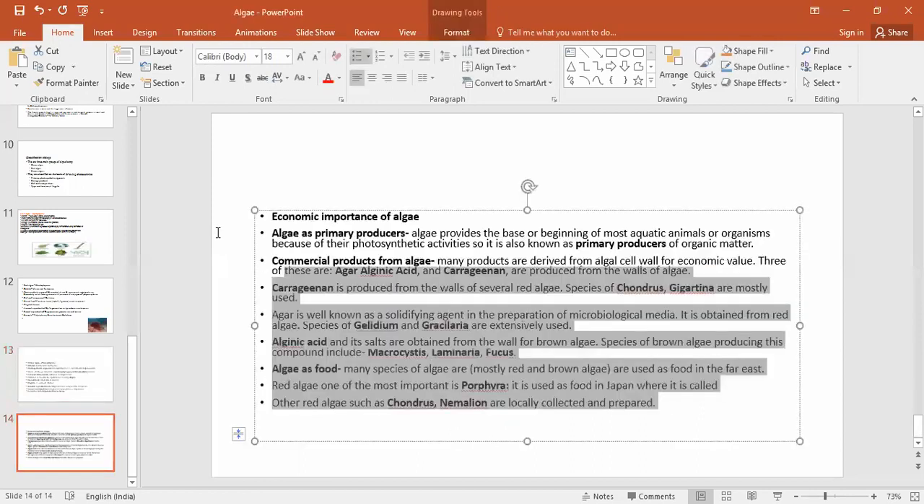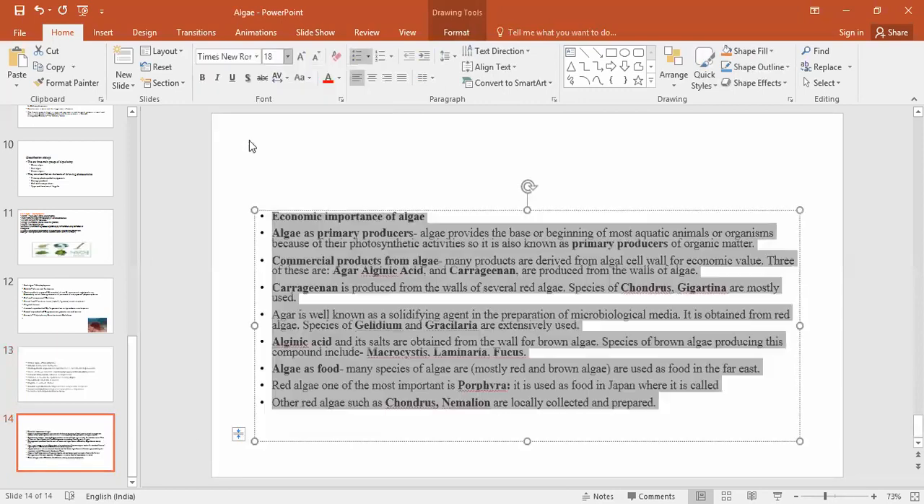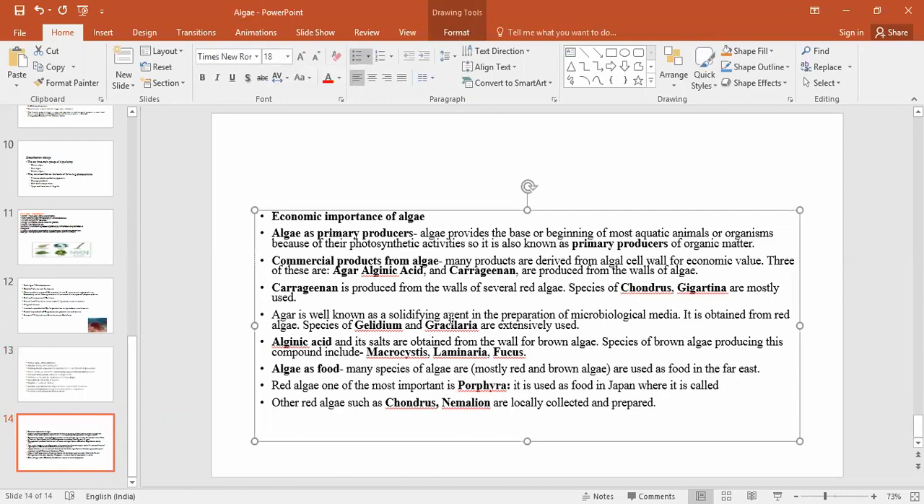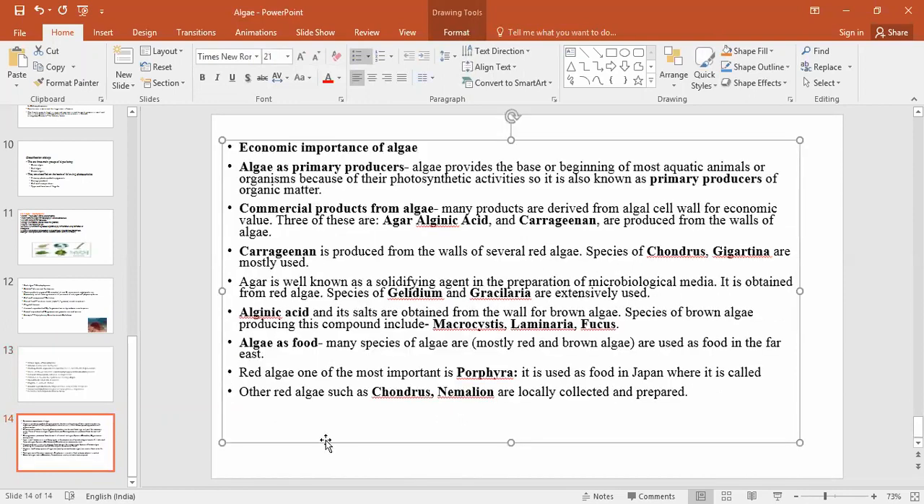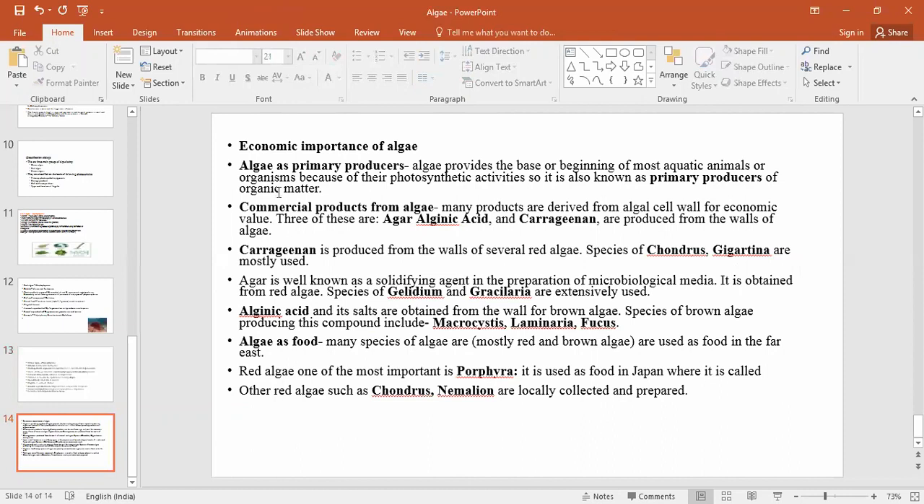Now next is the economical importance of the algae. First, algae as primary producers. Why? Because they are photosynthetic organisms, so they provide the base for most of the aquatic animals. So they act as primary producers. Then from a commercial view.